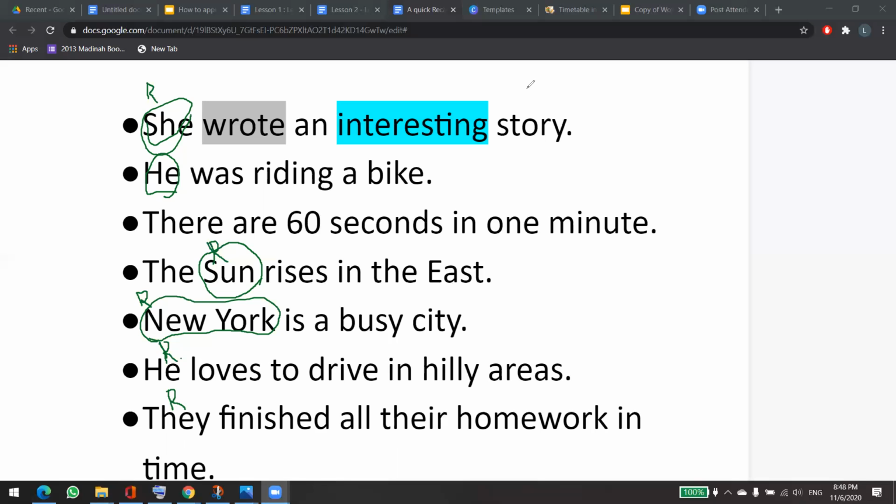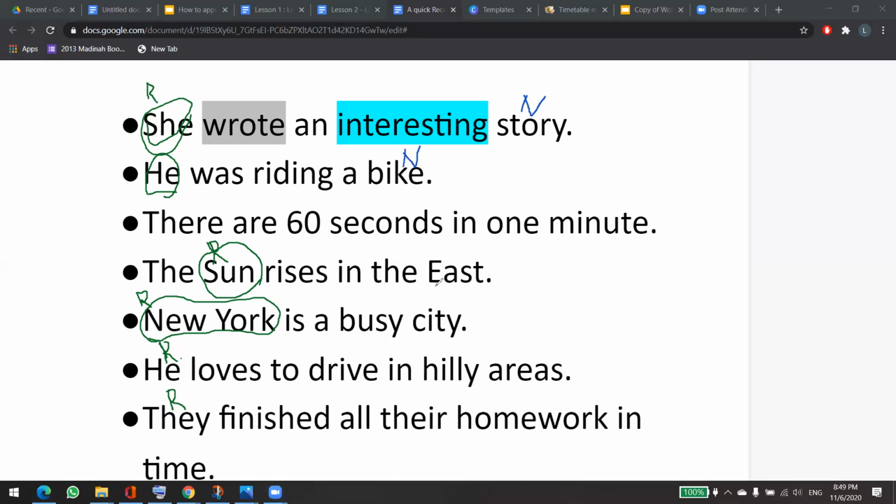Okay, let's see what details are there. Wrote an interesting story, right? So what did she write? Story. This is the object. Object is nasab. So I'm going to write N over here. And then he was riding a bike. Okay. So what was he riding? Bike. That's a detail of an action. So bike is nasab in status.